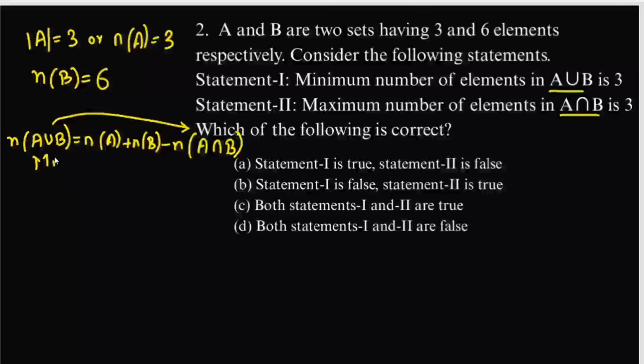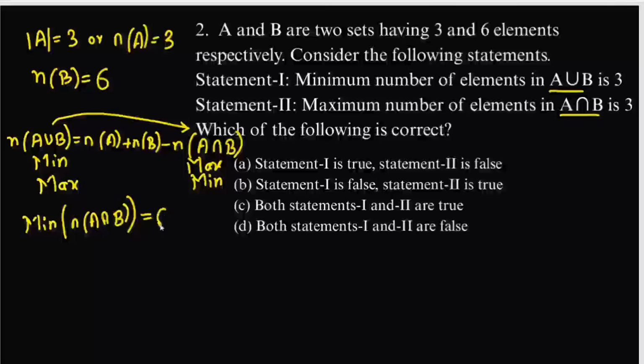So if union cardinality is minimum, then this is maximum. They are inversely proportional. Okay. So if this is maximum, then this is minimum. So we have two cases now. What we will do, we will find out what will be the minimum value for cardinality of A intersection B. Intersection means the common elements. So if I take two sets A and B and there are no common elements among these two, then their cardinality will be 0. So that is my minimum case.